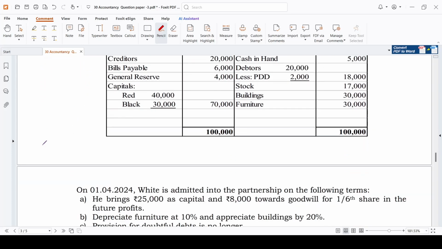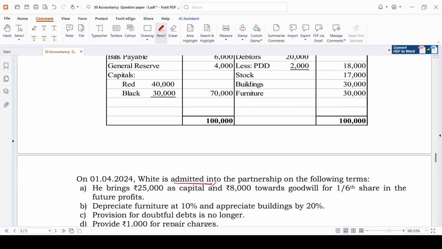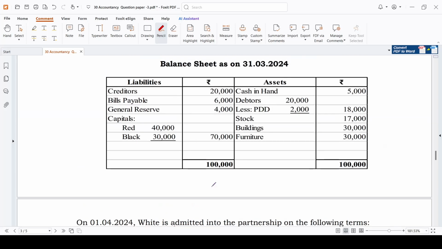Here, I think they have asked you admission itself. 2 papers they have asked you admission, 1 paper they have asked you retirement. Admission or retirement, my suggestion is not to attend it.